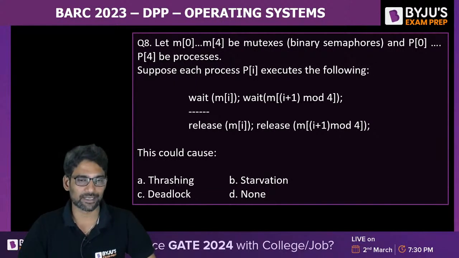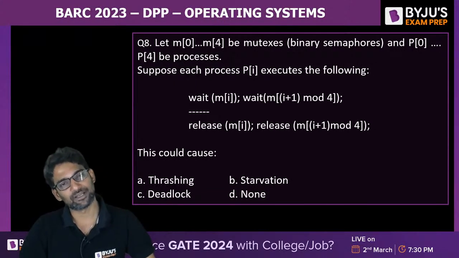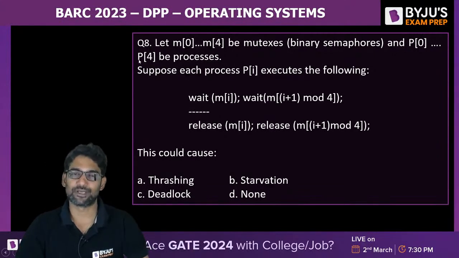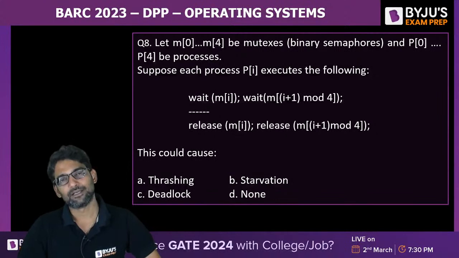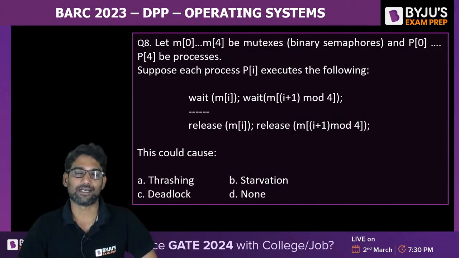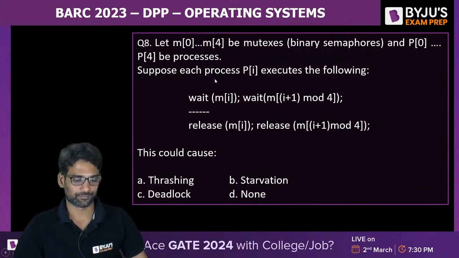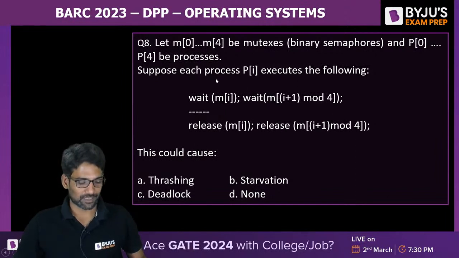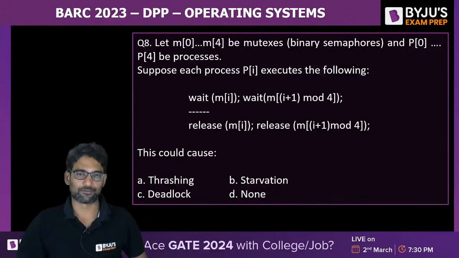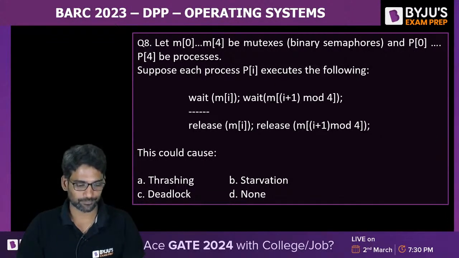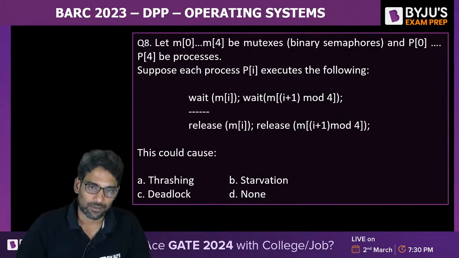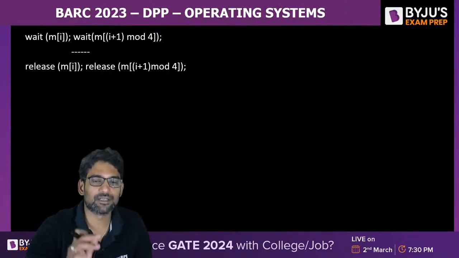Guys, it's a previous GATE question. In the BARC exam, we can expect PYQs of GATE, PYQs of ISRO. So, I recommend everybody, please do solve PYQs of GATE and ISRO at least last 10 years. Okay? And if time permits, UGC NET PYQs also, you can solve. Fine. For every process, this is what the code given.